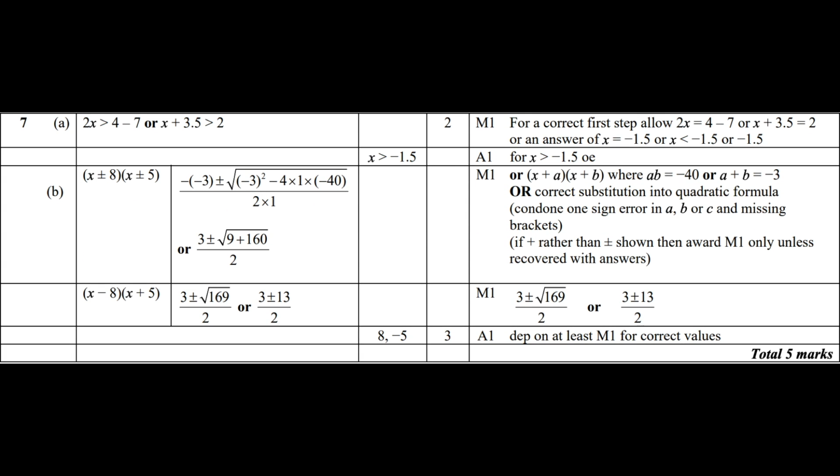Okay. Anyway, you can see you've got the right answers. x has to be greater than 1.5 and 8 or minus 5. M and A marks, so no good just using your calculator.